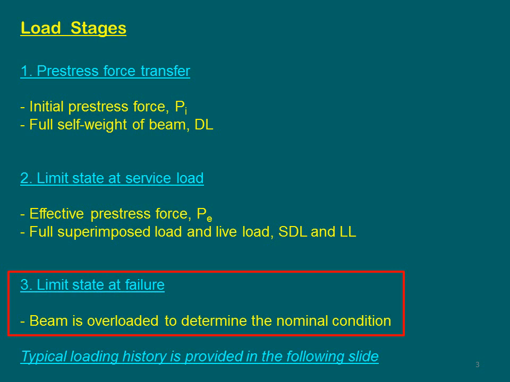We understand here load factor is going to be at least 1.2 dead load plus 1.6 live, or it's going to be 1.4 times dead load. Meaning that I know that the ultimate load is going to be roughly maybe 40% higher than the service load. That's why we call it here overloaded.